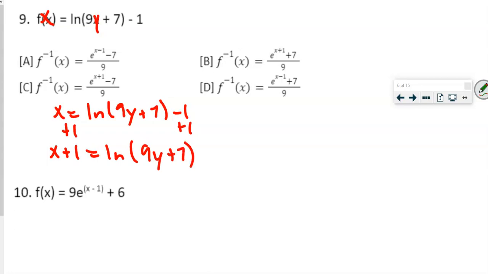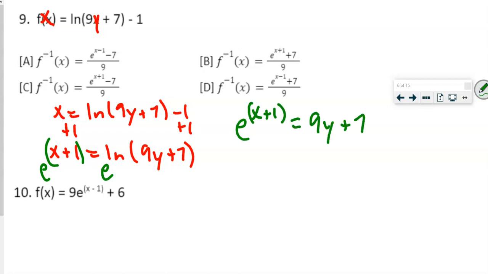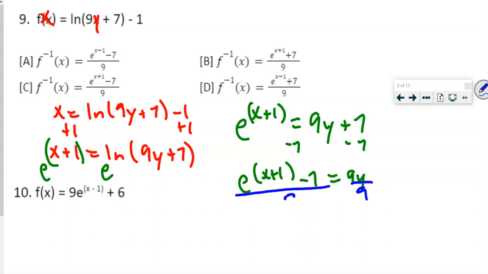Now, we got to take e of both sides to get rid of the ln. So this is e to the x plus 1 equals 9y plus 7. So we're going to subtract 7 from both sides. So this is going to be e to the x plus 1 minus 7, and that's going to be equal to 9y. So then we're going to just divide both sides by 9. So that's our answer right there. So that one is C.